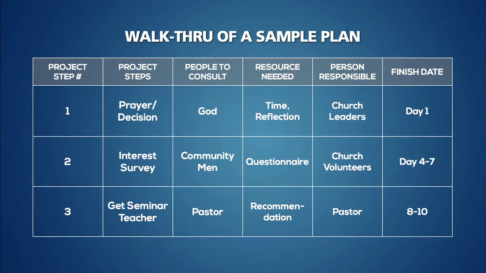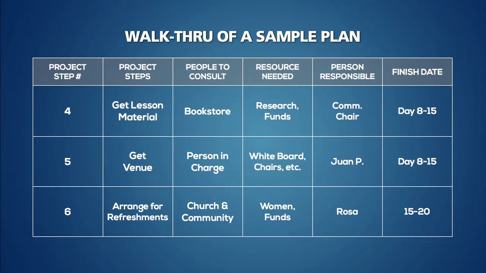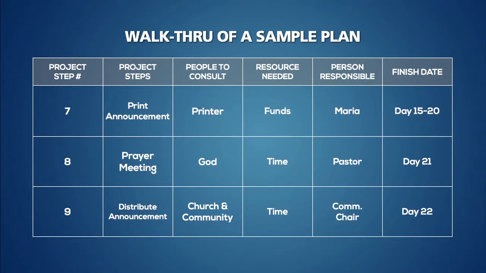Step 3, to get a seminar teacher. Step 4, to get lesson material, printouts, handouts that they could use. Step 5, to get a venue, decide where to have that. They felt it wouldn't be good to do it in the church because men in that particular community didn't come to church, so they held it in a community hall. Number 6, to arrange for refreshments for the seminar. Number 7, print announcements. Number 8, have a prayer meeting.